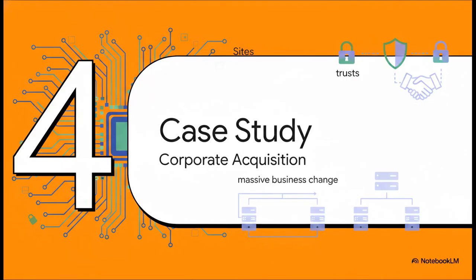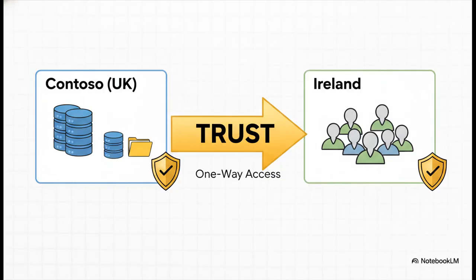Section 4. Case Study. Let's navigate a real-world corporate acquisition. Here is the scenario. A UK insurance company, let's call them Contoso, acquires a financial firm in Ireland. The business leaders dictate that they want to keep both forests separate for 18 months. But, and there's always a but, the Ireland staff need immediate access to the UK's internal SharePoint servers. So based on our golden rule, what do we need? We need a one-way forest trust, where Contoso, they hold the resource, is the trusting domain, and Ireland, where the users are, is the trusted domain.